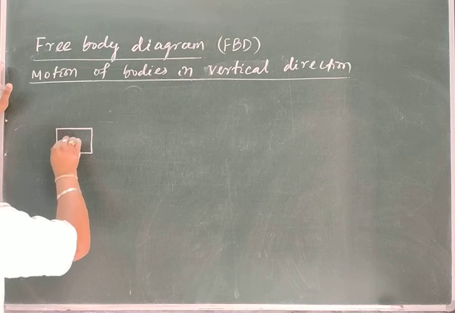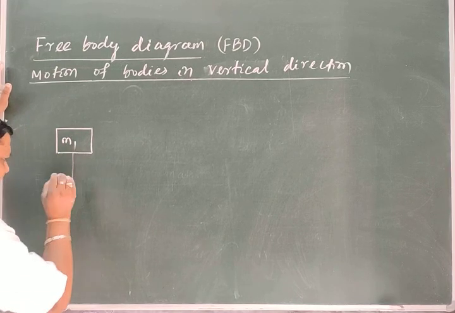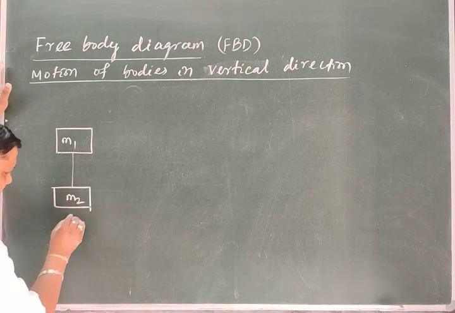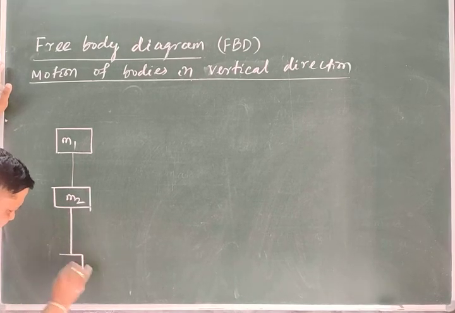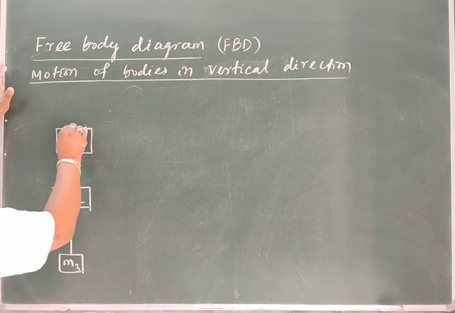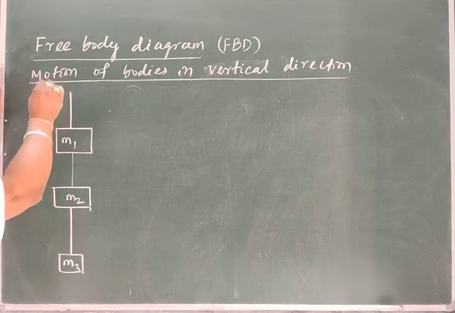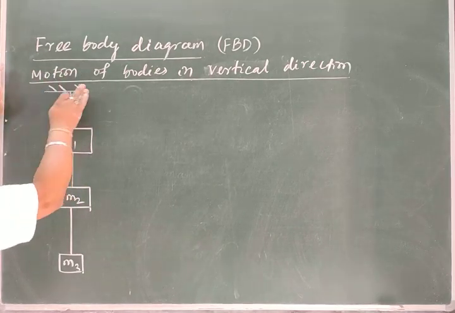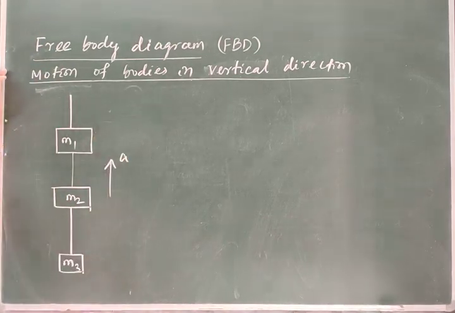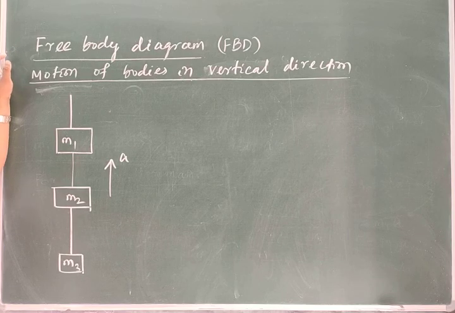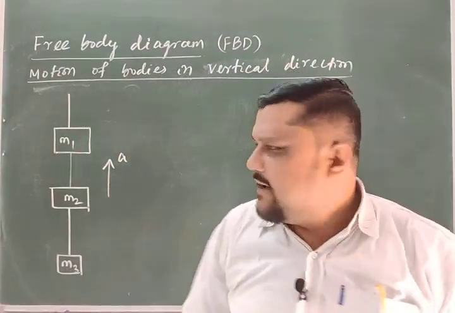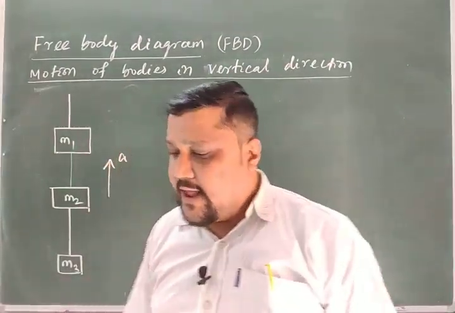So this is your mass M1 connected by a string to another mass M2, connected by a string to another mass M3, and the whole system is connected to a rigid support. You can take a rigid support like this, and the body is in motion along this direction with an acceleration a. So now we will find what is the acceleration and the tensions in between M1, M2 and M2 and M3.